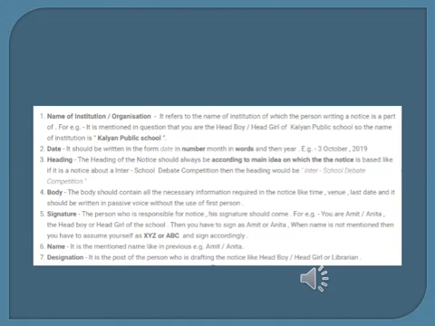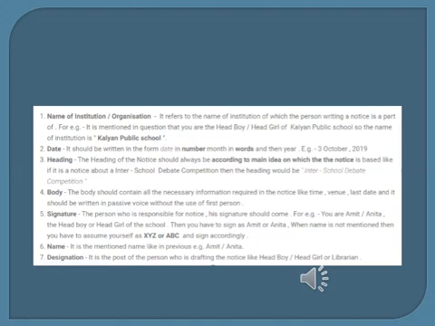Remember that at first what you have to write, you have to write the name of the institution on the top. So it refers to the name of the institution of which the person writing a notice is a part. So it is mentioned in the question that you are the head boy of a particular school. So the name of the institution usually will be given there in the question itself. So you can write the name of the institution or organization or the issuing authority.